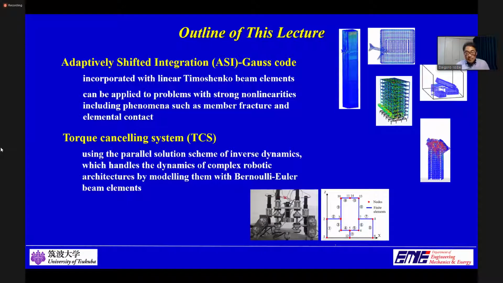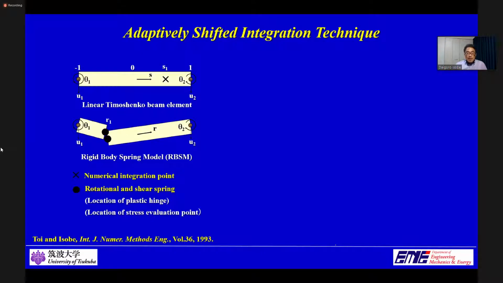Now, first of all, let me explain the YesIGot code. The key algorithm implemented in this code is called the YesIGot technique, which is a modified version of the adaptively shifted integration technique.